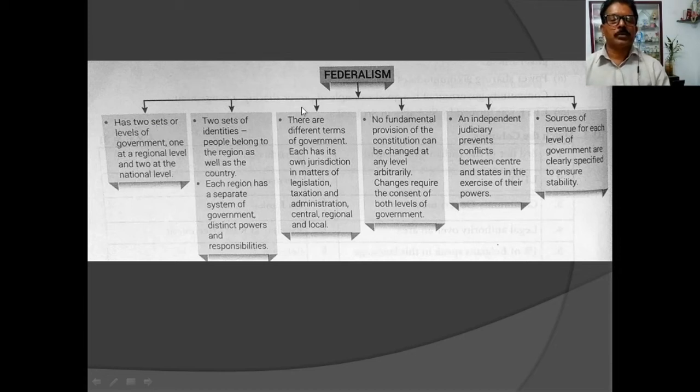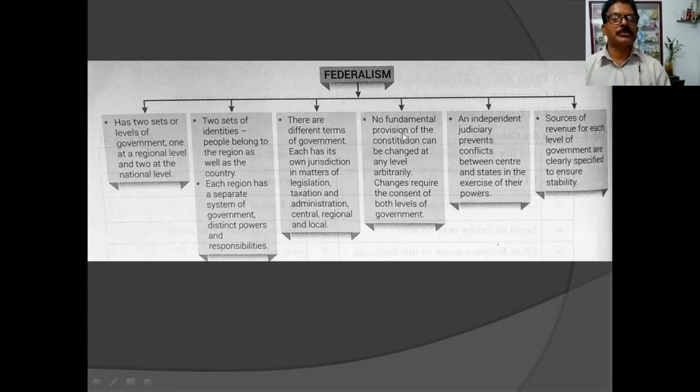Then next point, there are different tiers of government. Each has its own jurisdiction on matters of legislation, taxation and administration. Each level of government has its own jurisdiction. What is jurisdiction? An area over which someone can exercise authority, power. So the central government or the state governments each have their own jurisdiction in matters of legislation, to make laws, to increase taxes or reduce taxes, and for administration. Even the local government also has its own powers.